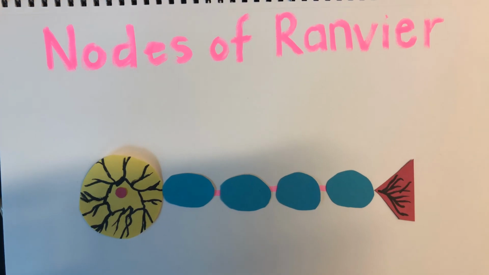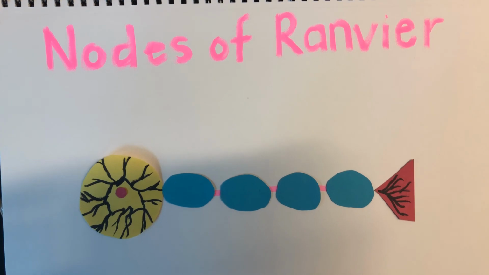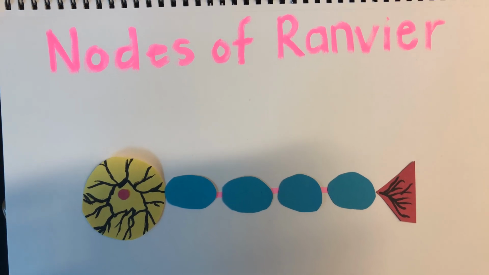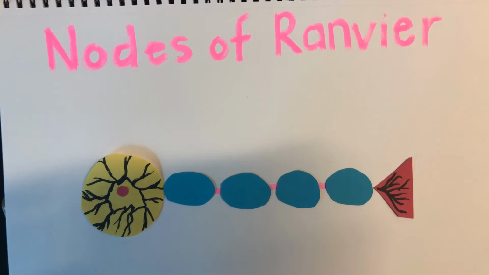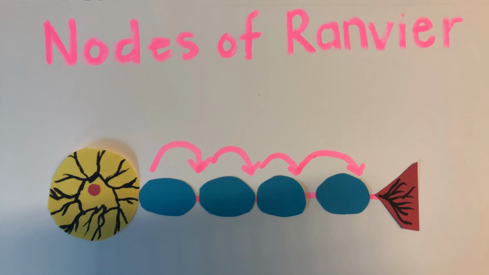In myelinated axons, the sodium channels are restricted to gaps in the myelin sheath called nodes of Ranvier. Action potentials occur more quickly in myelinated axons because instead of triggering one channel at a time, a current can leap from one gap in the myelin to the next.